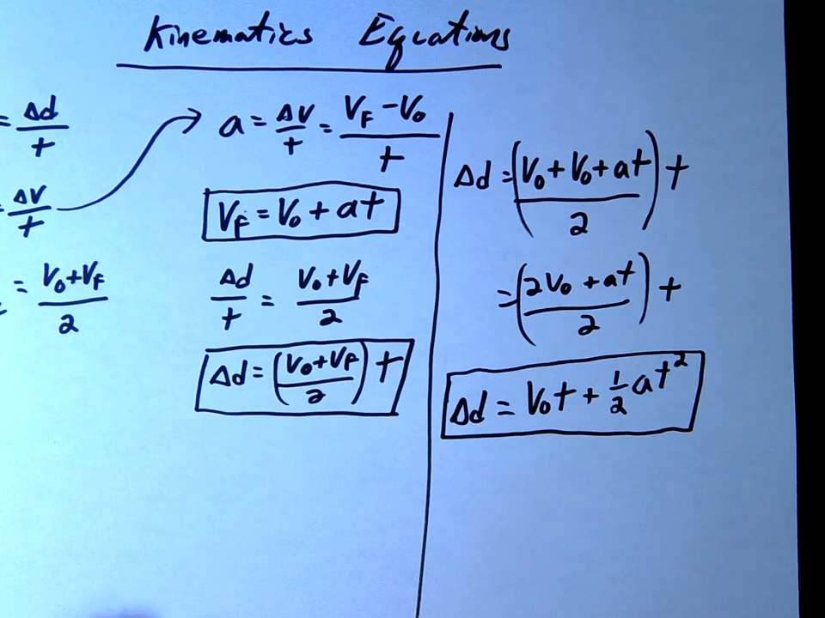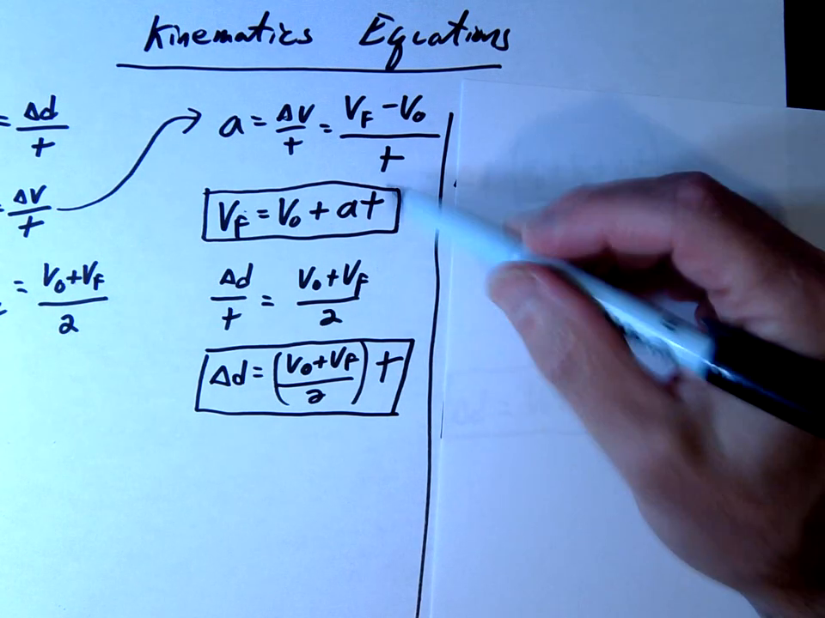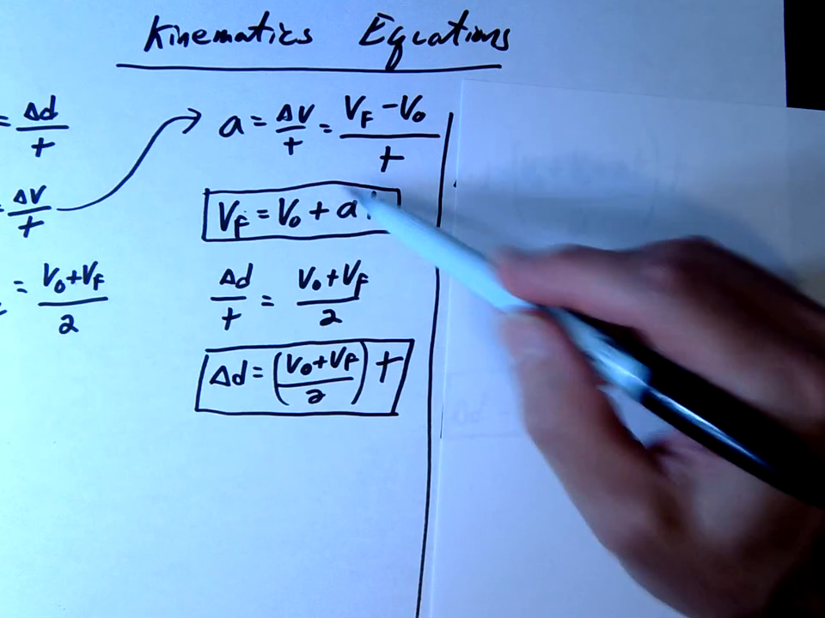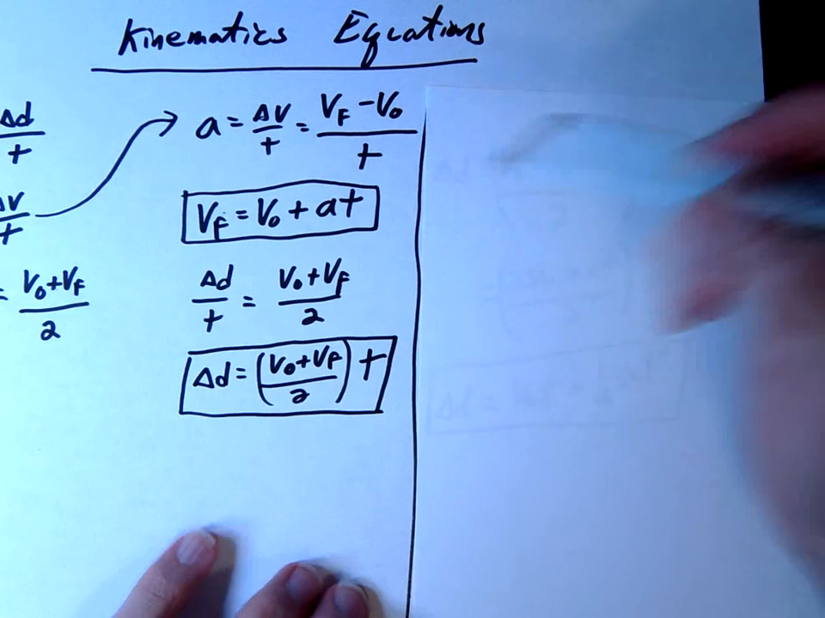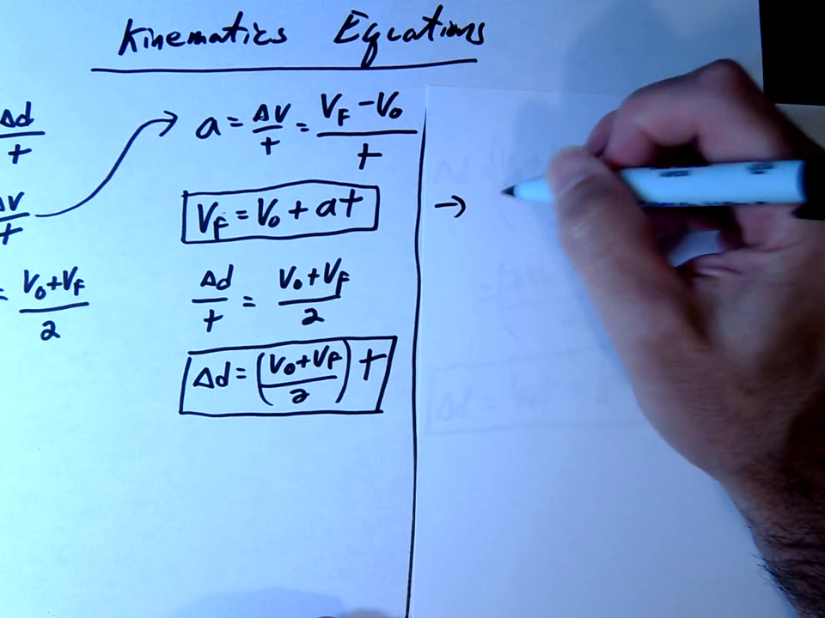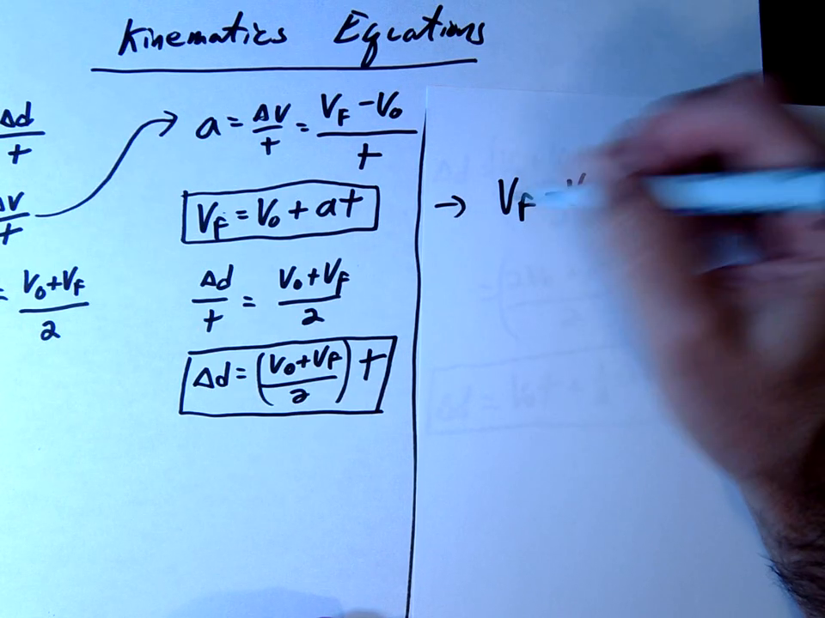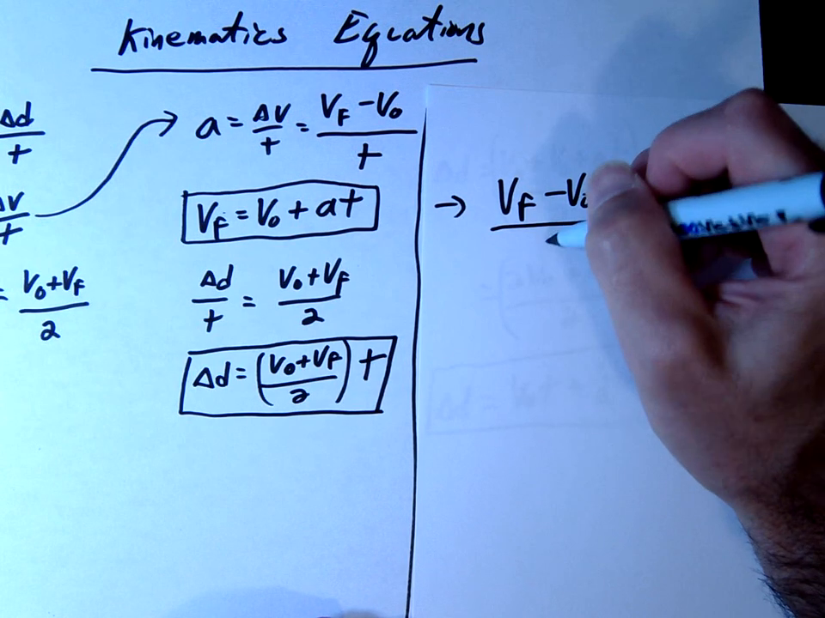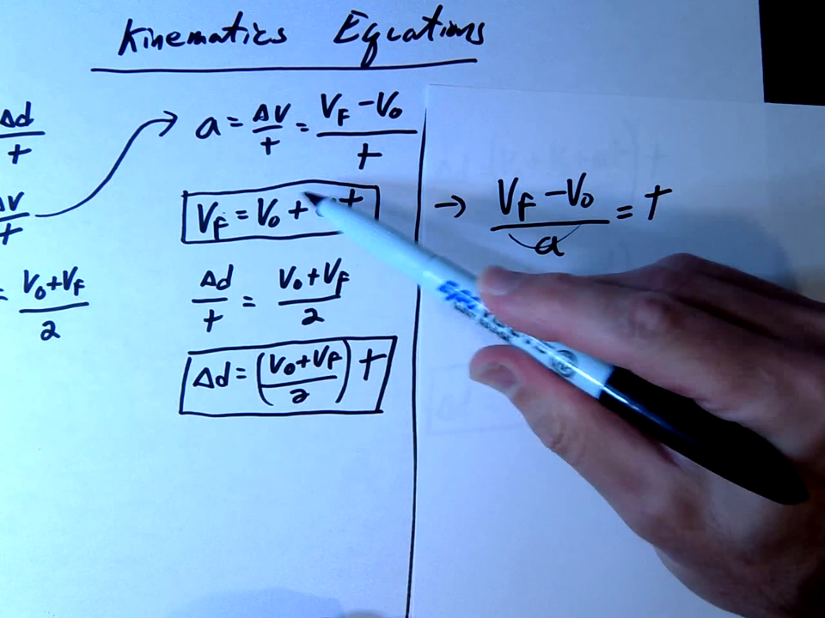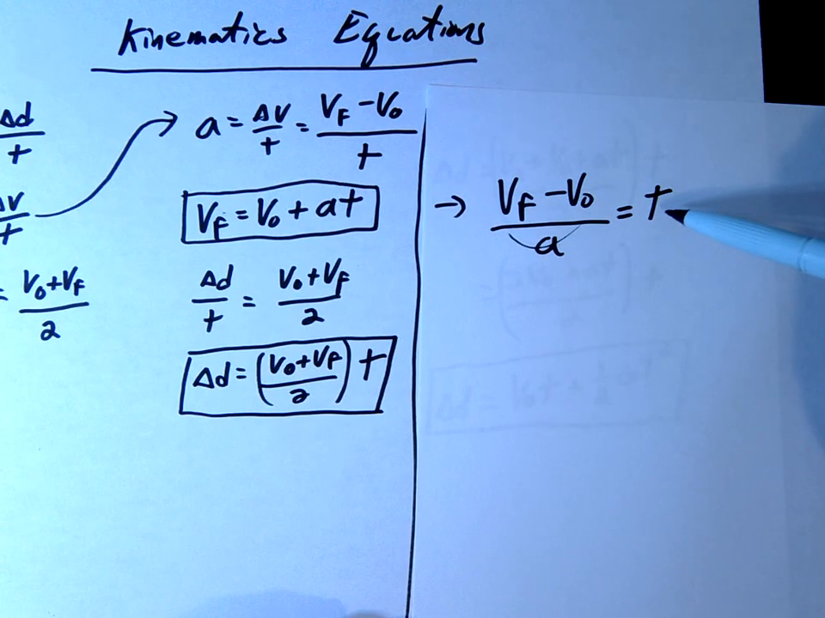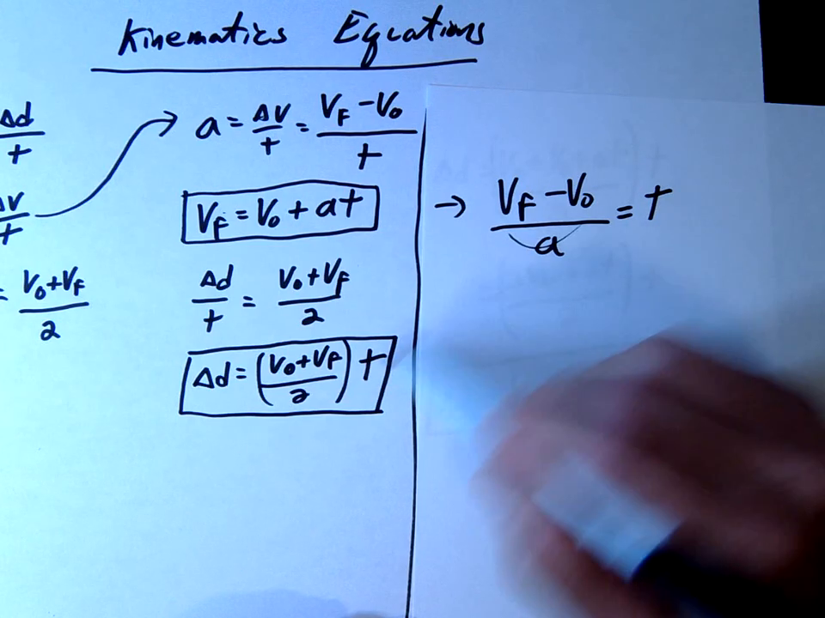Okay, let's go ahead and do the fourth one. Again we're going to combine these two equations that we have over here, but I'm going to put this one in a slightly different form. I'm going to rearrange this and solve it for t. So I'm going to get vf minus vo, so subtract by vo, and then divide by a, that equals t. So this is just this, but solved for t. And then what we're going to do is substitute the t into this equation.